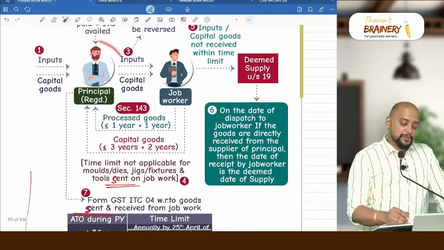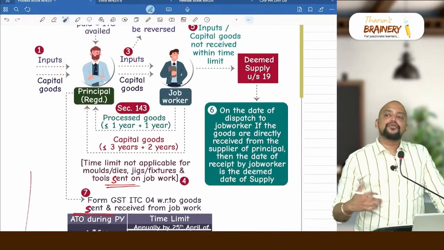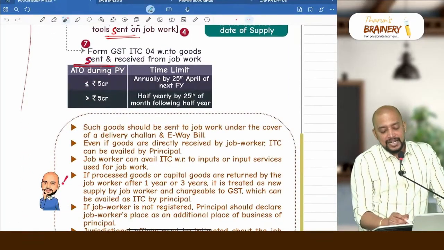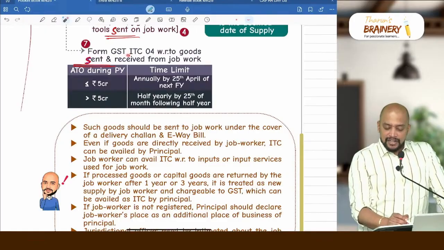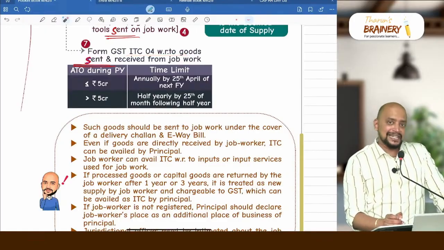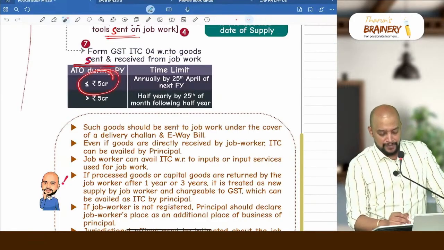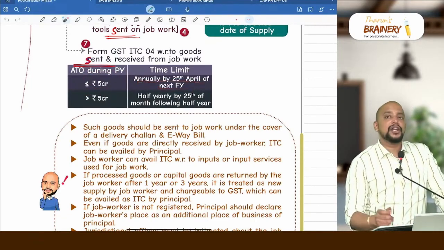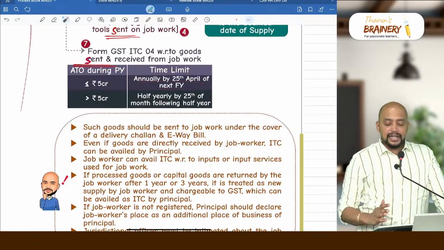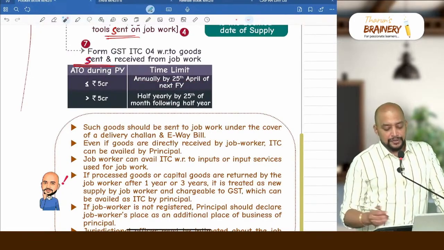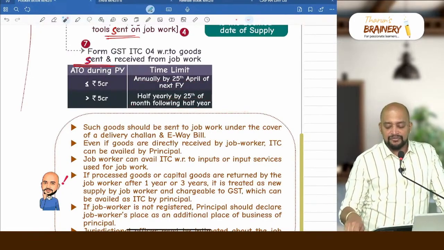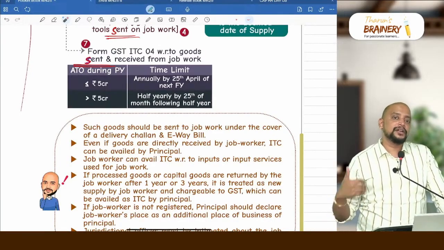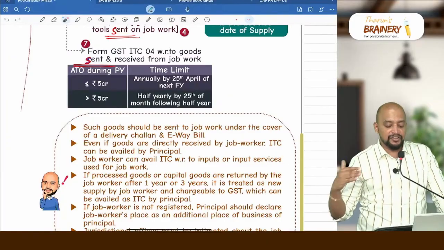Then this principal should report all these details of goods sent on job work and received from job work in one form. What is that form? ITC 4. And this ITC 4 should be filed on a yearly basis if the aggregate turnover during the previous year does not exceed 5 crores. Annually by 25th April of the next financial year. If the aggregate turnover during the previous year exceeds 5 crores, half yearly by 25th of the month following every half year. For example, April to September by 25th of October, October to March by 25th of April.